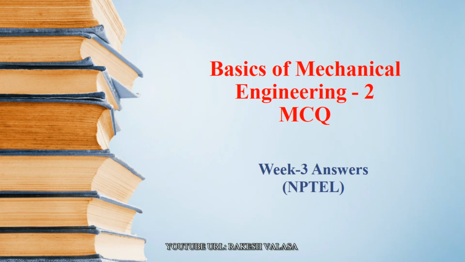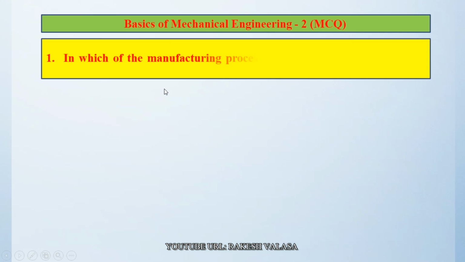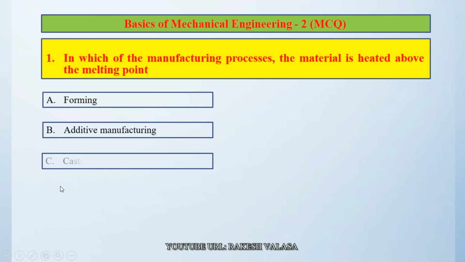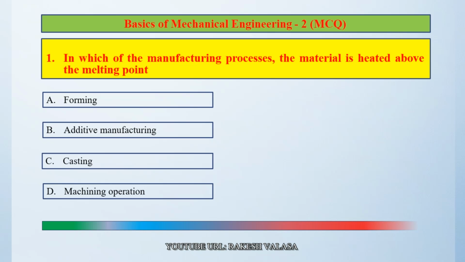Here I am going to discuss week 3 answers in NPTEL. Let us see question number 1. In which of the manufacturing processes is the material heated above the melting point? Option A forming, option B additive manufacturing, option C casting, option D machining operation. The correct answer is option C casting.